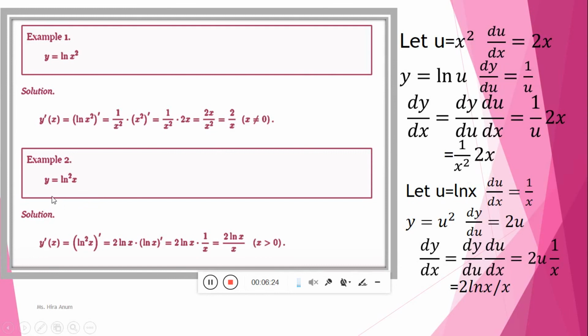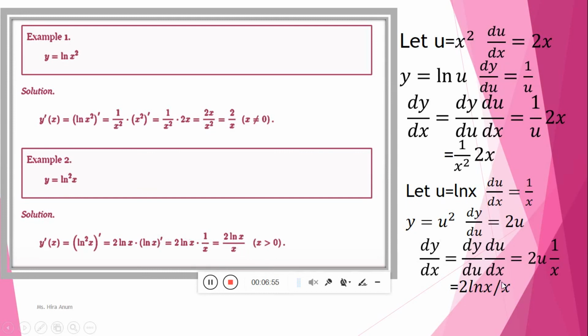Now we differentiate y equals (ln x)^2. Now we are taking the derivative of this. It becomes 2 ln x, because the power multiplies here and the power minus 1. Then we take the derivative of ln x, which becomes 1 over x. So our answer is 2 ln x over x.